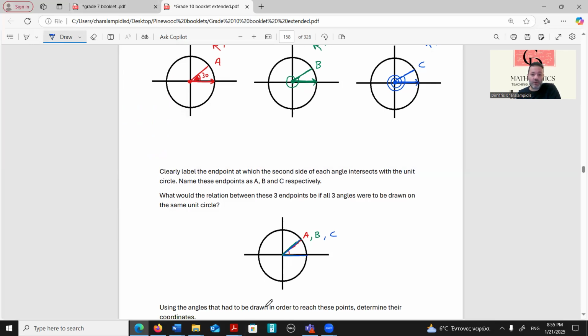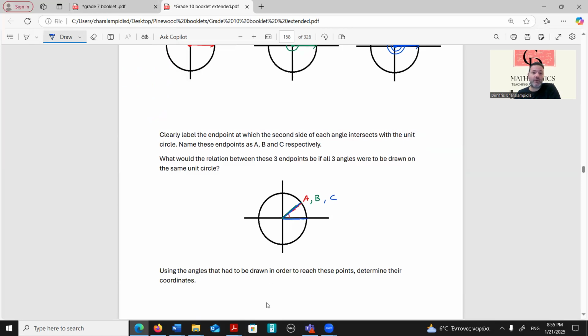Now, using the angles that had to be drawn in order to reach these points, determine their coordinates. Here, at this point, I should remind us of the use of a unit circle. So I'm going to draw a unit circle and I will remind us that given an angle theta, with M being the endpoint, we used to say what we called a poem on that. And that poem was like that.